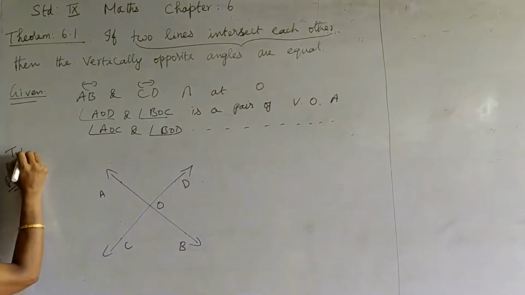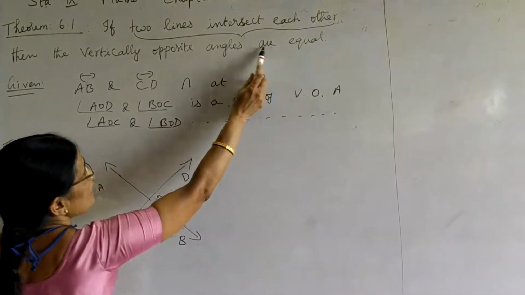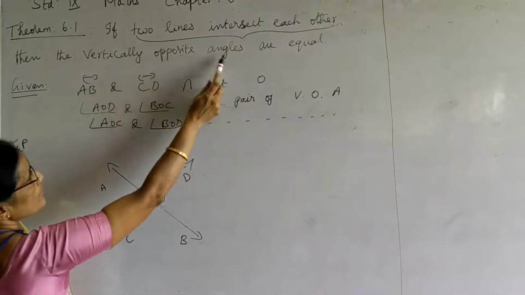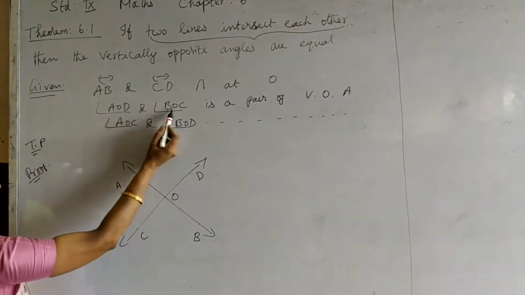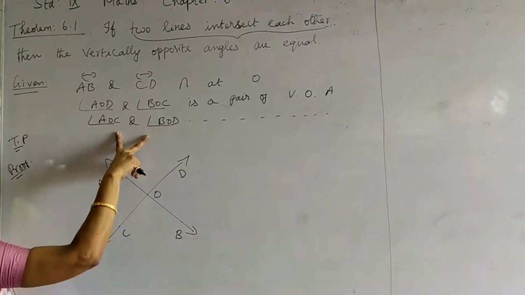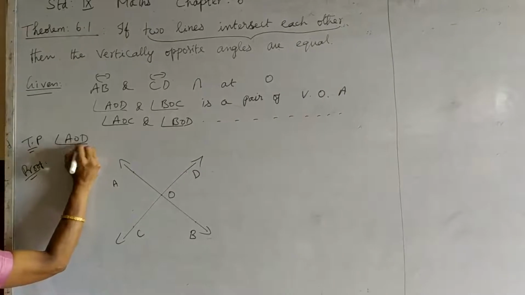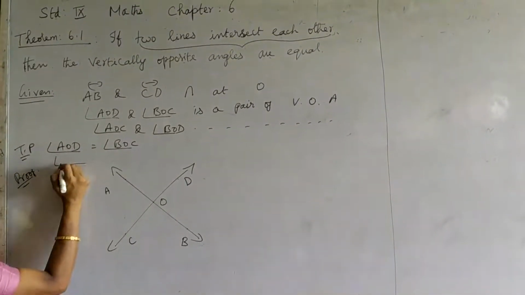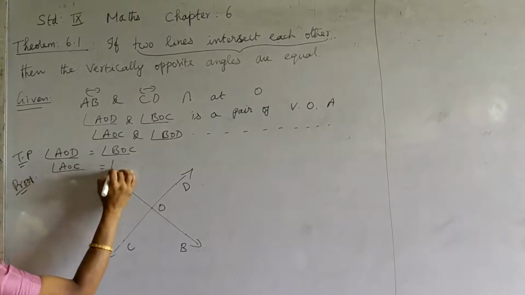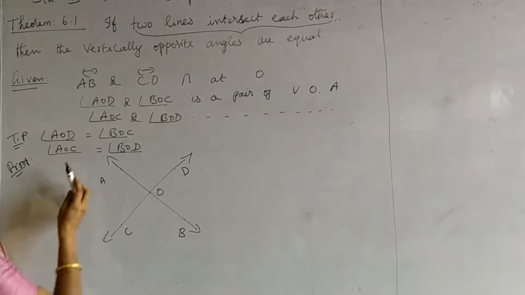What we have to prove? We have to prove the angles are equal. Which angles are equal? Vertically opposite angles are equal. Therefore, these two angles we have to prove equal, and these two angles also we need to prove equal. So to prove AOD is equal to BOC and AOC is equal to BOD.